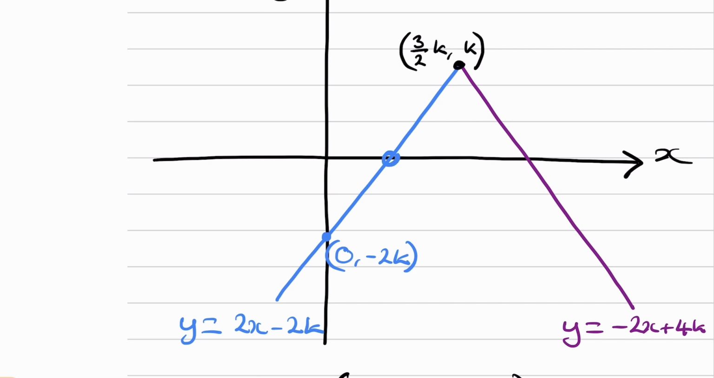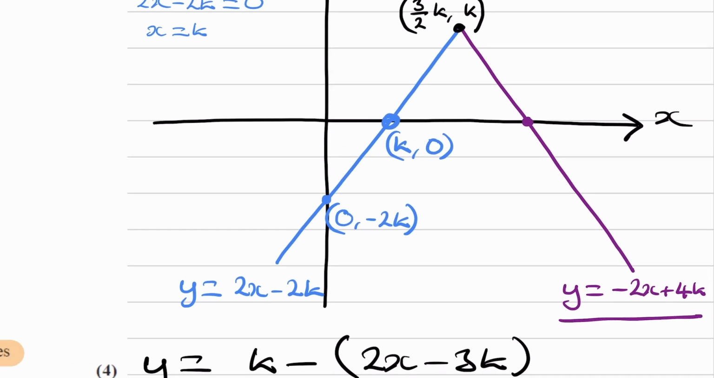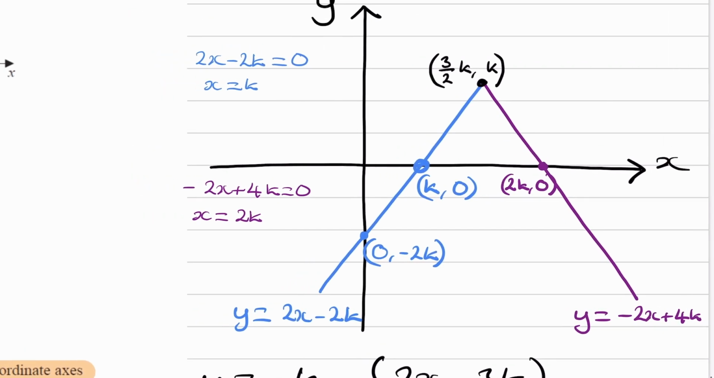And then to work out this point over here, the x-intercept, we can just set y to be 0 for this equation. So that would be 2x minus 2k is 0. If you rearrange that, you end up with x is equal to k. So then this point over here would be (k, 0). And then for this point over here, we set the equation that we have over here equal to 0. So that would be minus 2x plus 4k equals 0. And when we rearrange this, we end up with x is equal to 2k. So this point over here is (2k, 0). And that is our final graph. That is our answer to part A.